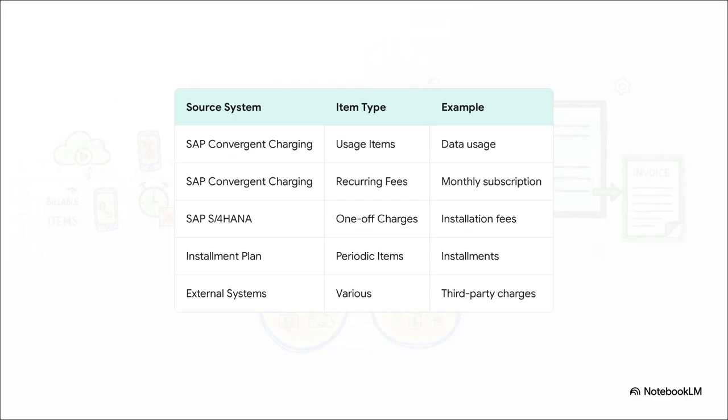And what's so cool here is that these billable items can come from literally anywhere. It's not just one source. You've got usage items like phone calls or data streaming in automatically. You've got recurring monthly fees. Heck, someone can even manually enter a one-off charge like a setup fee. They can even come from totally separate external systems. It's a true melting pot of financial data.